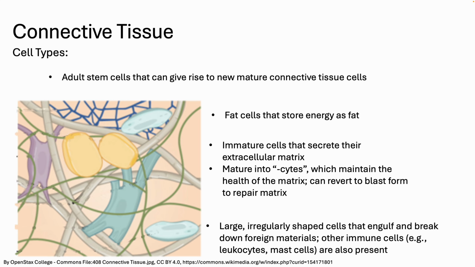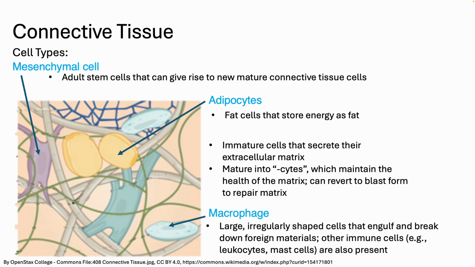All right, so the cell types include mesenchymal cells. So these are going to be the adult stem cells that can give rise to new mature connective tissues. Other types of cells that you'll find here include adipocytes. So these are going to be fat cells that store energy. Macrophages, so these are large, irregularly shaped cells that engulf and break down foreign materials. And then fibroblasts, and that is just one example of cells that we refer to as blast.